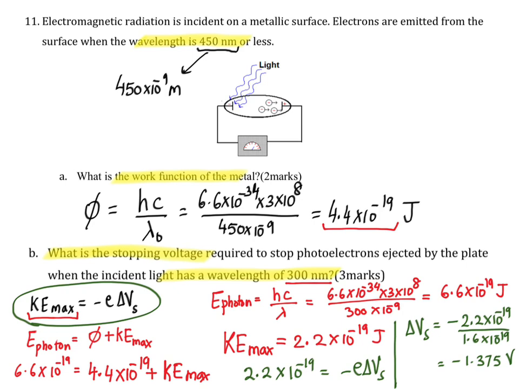Negative is telling us that the stopping potential is applied in such a way that the electrons stop, or the photoelectrons ejected by the plate are stopped. So that's why it is negative. It is in the opposite direction, because you have to stop the electrons from moving.